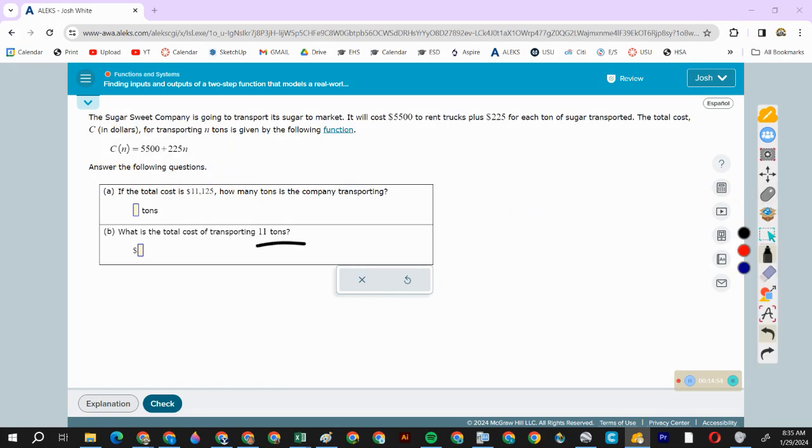And what if we are moving 11 tons? We just plug that in here. So 5,500 plus 225 times 11 is 7,975. That's it for today. Get to work.